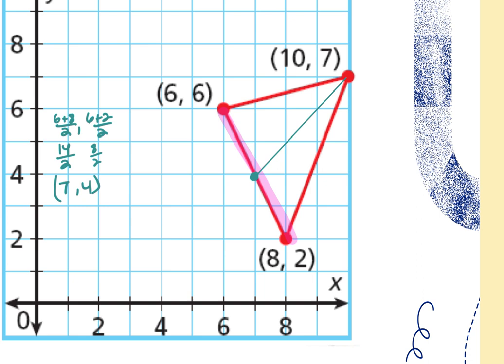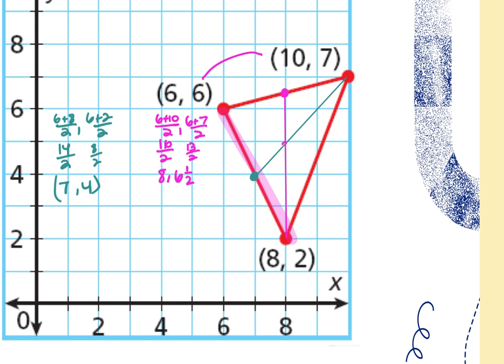Find the midpoint of another one. So I could find the midpoint of these two. 6 plus 10 over 2 and 6 plus 7 over 2. 16 over 2, which is 8, and 13 over 2, which is 6.5. 8 and 6.5 is here. Connect those.